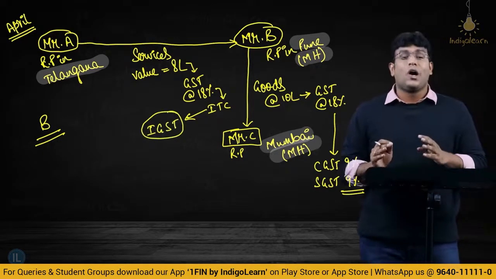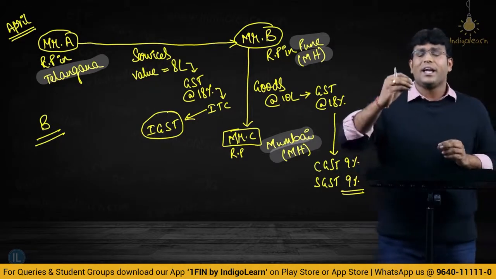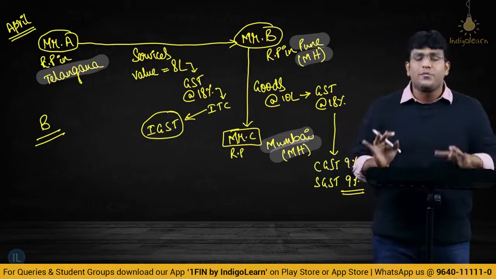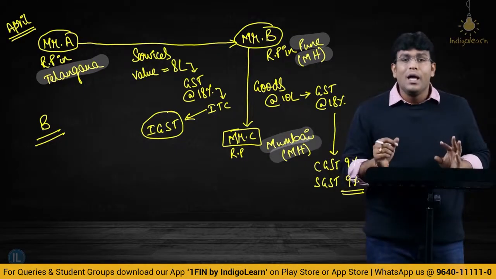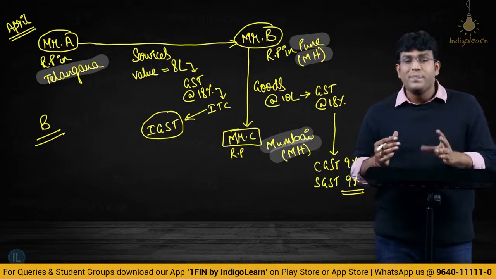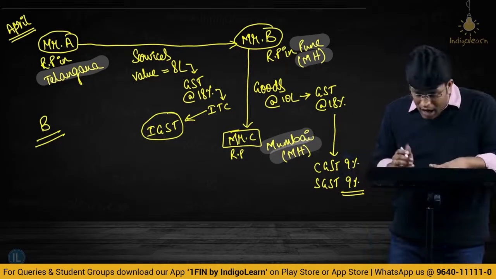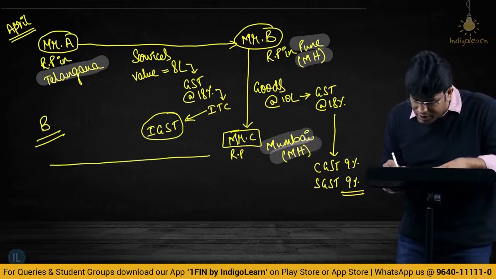And output tax is what? CGST and SGST. Friends, tell me now, can we take credit of IGST and use it for CGST, SGST? Yes. But the fundamental point is that IGST credit, first we'll use it for IGST, then for CGST, then for SGST. Correct? So now, how do we set off the tax liability of B?